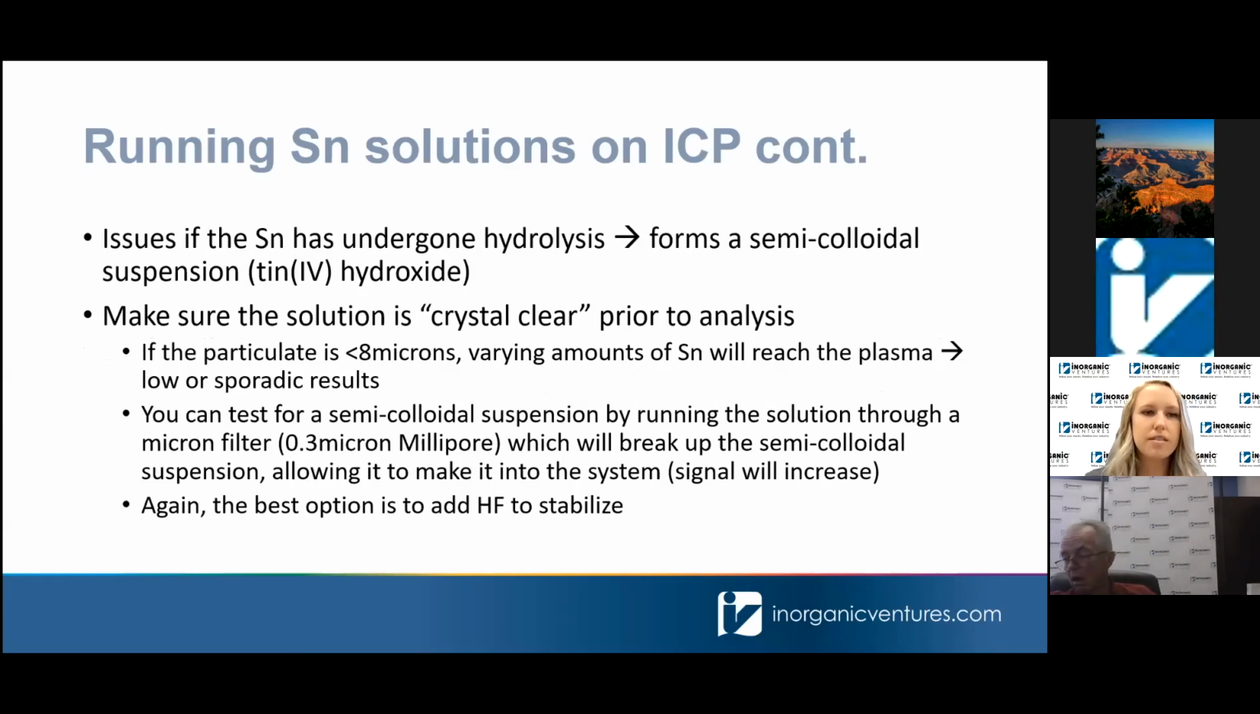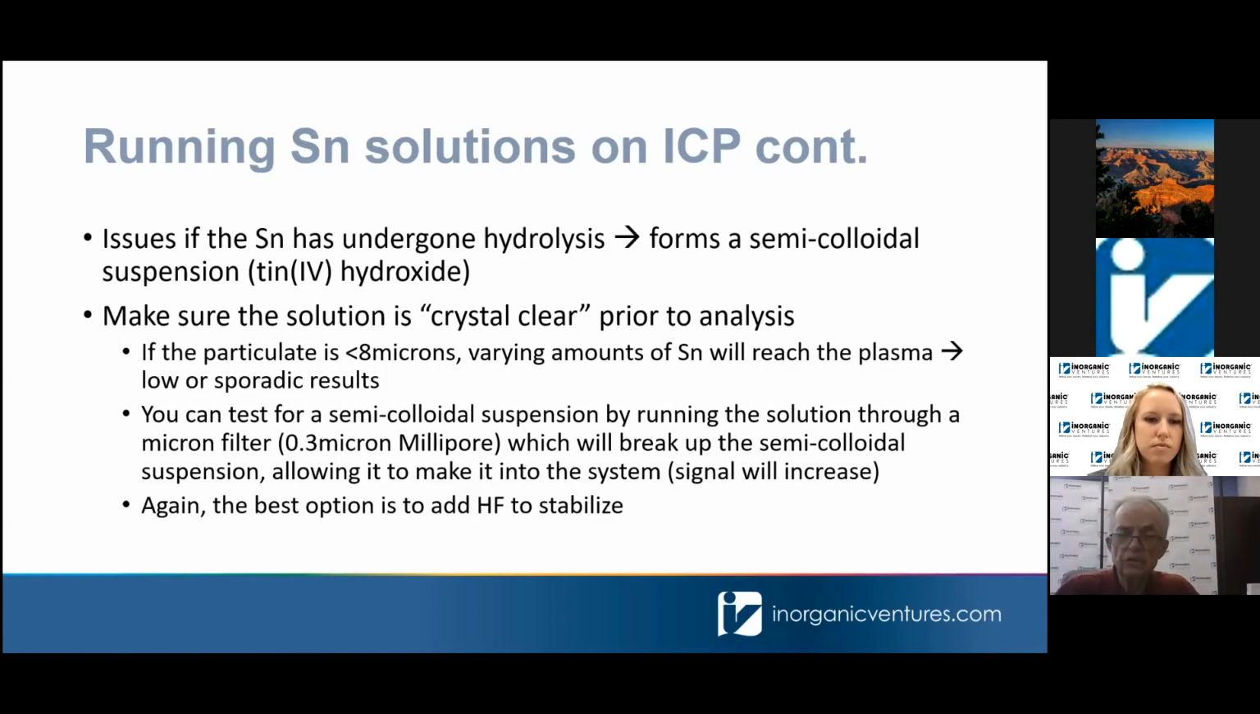Another issue is if your tin has undergone hydrolysis, you will have that semicolloidal suspension of the tin hydroxide in solution. So before you run your samples or your standards, you want to make sure that they are crystal clear. The suspension is going to be very fine, so it may be difficult to see, but make sure you're taking a look at those before you run the analysis. So I'm going to turn it over to Paul to talk a little bit more about issues with this and how you can solve issues and what you may see if you do have the suspension present in the solution.